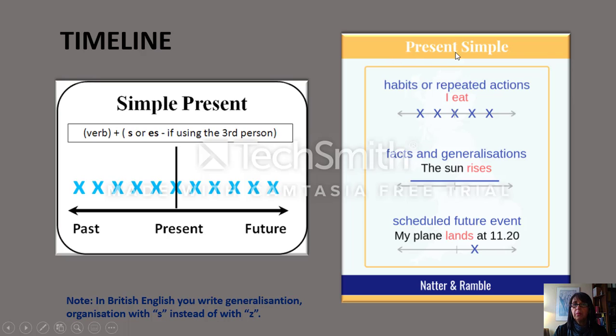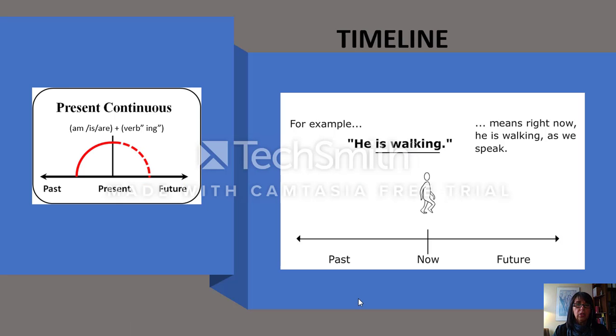Also, remember the present simple tense is used for habits or routines or repeated actions. I eat lunch every day. Facts and generalizations. The sun rises, the sun sets. And for schedules of future events, like my plane lands at 11:20 or my train leaves at 3:30. Now you will see this S here. Remember that in British English you can write generalization, organization, with the S instead of the Z, and it is correct. Very good.